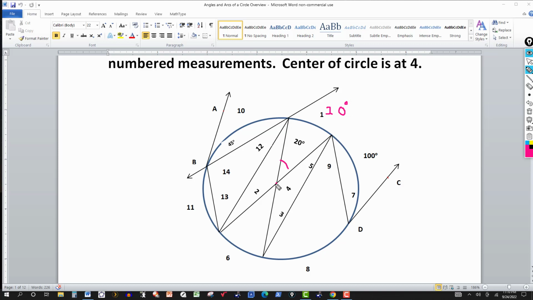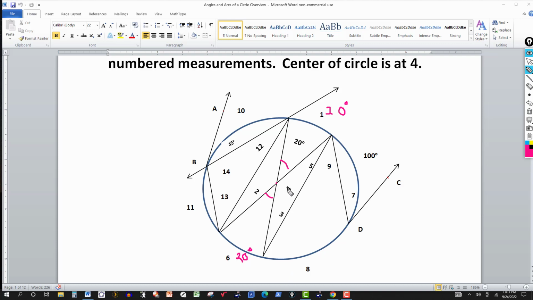Now in the same way, because this angle there and this angle here are vertical angles, this one has a measure of 20 degrees also. So we don't have a number there, but that'll give us the value for this arc here, 6, because the central angle has to have the same measurement as the arc. So this arc over here, if this is 20 degrees, this has to be 20 degrees.